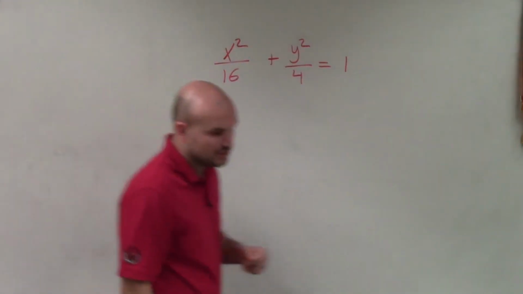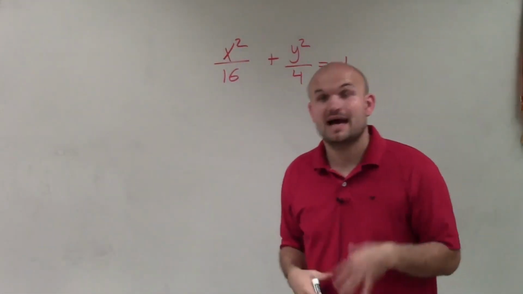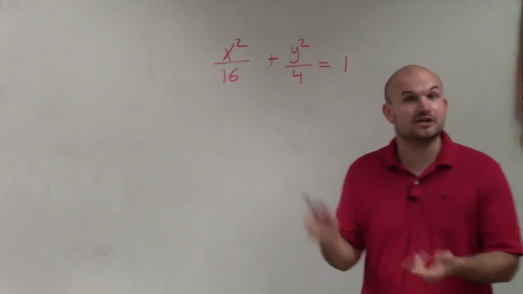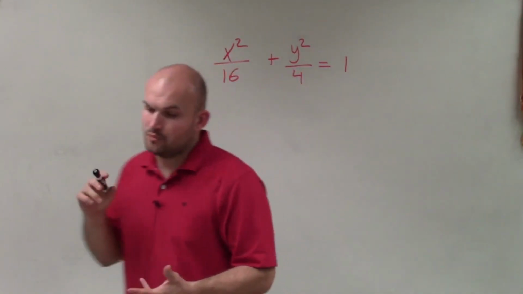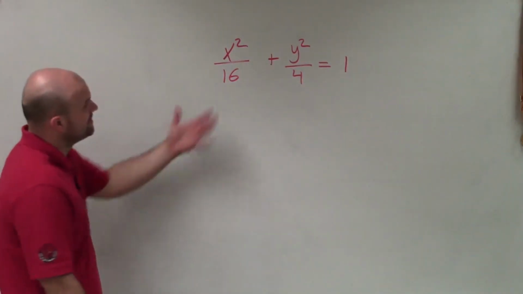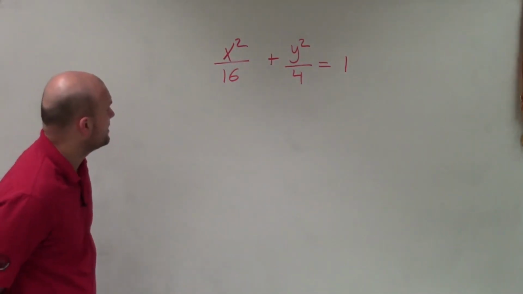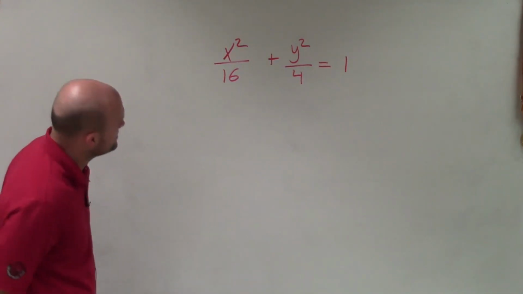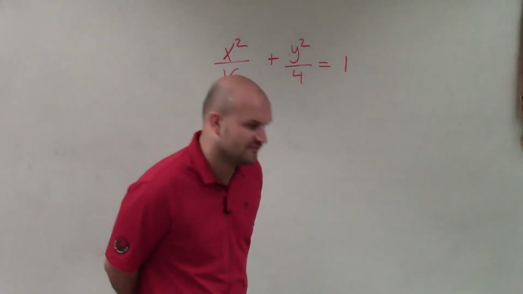So what I'd like to do is show you how to graph this ellipse, as well as be able to identify the center and the vertices. We'll even do the foci. All right. So to be able to do that, when I'm looking at this equation, what I have is x squared divided by 16 plus y squared divided by 4.